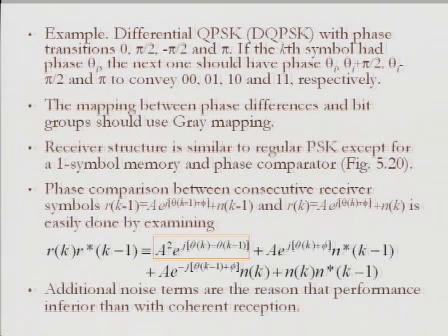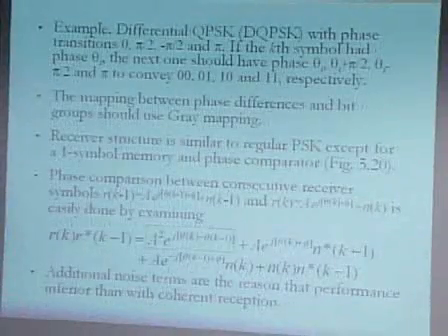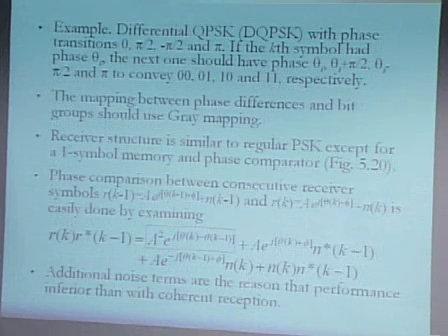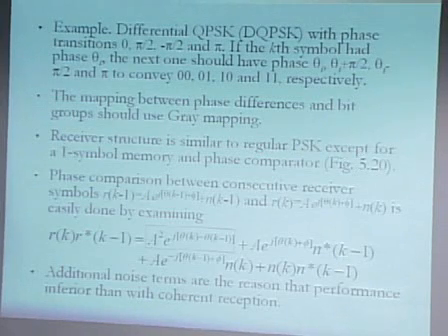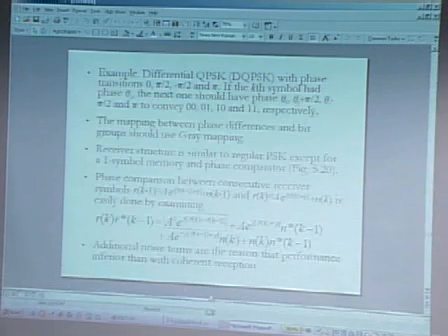We could have 8 possible phase changes to send 3 bits, 16 phase changes to send 4 bits, and so on and so forth. Okay? So hopefully you get the hang of it. We can use gray mapping to map groups of bits onto phase differences, that we're doing here. I believe this is gray mapped. Right, it is gray mapped. And the receiver structure is very similar to the one for PSK, except for a one symbol memory. So you have in your textbook figure 5.20. So let me put it up.